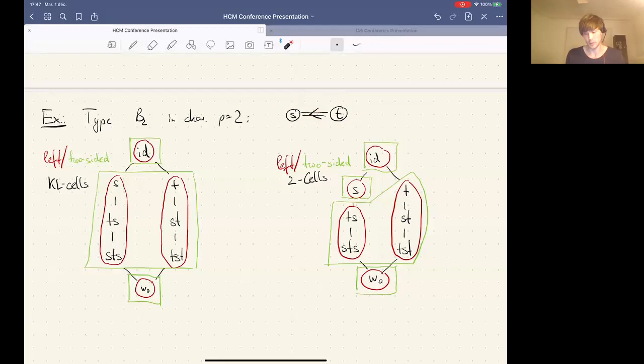And on the left, you see the Kazhdan-Lusztig left and two-sided cells. So we have the identity element and the longest element, which form a left and two-sided cell on their own. And then we have what Lusztig calls strings. So you fix the right descent set, and then S, TS, and STS form a left cell, and T, ST, and TST also form a left cell. And together, these two cells give you a two-sided cell. And in the setting of P equals two, you see that this element S splits off, forms a left and two-sided cell on its own, and the remaining elements still form a two-sided two-cell.